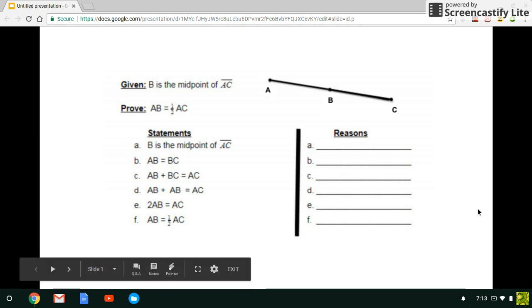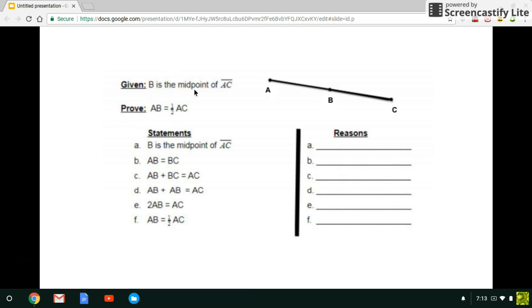So hopefully this helps. First we have to start with our given: B is the midpoint of AC. So what does it mean for B to be a midpoint here? Well, that means it's halfway between A and C, which makes this segment AB congruent to this segment BC.